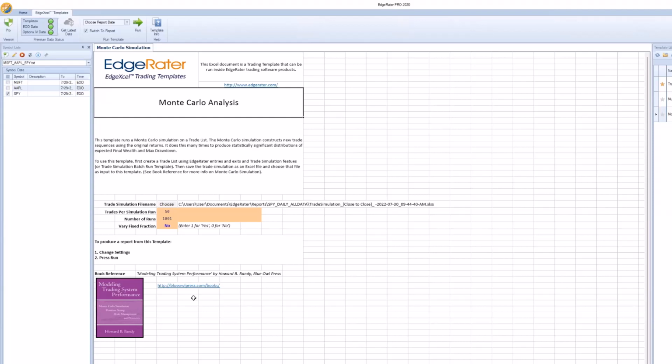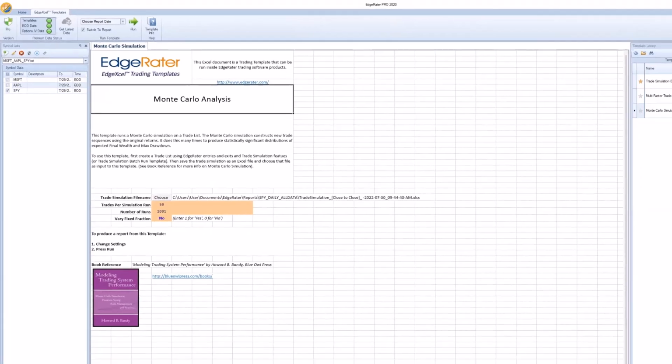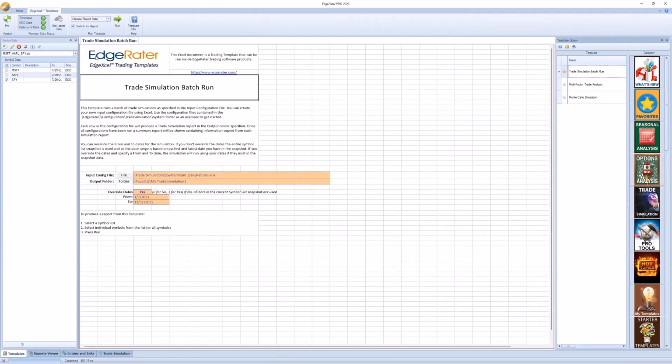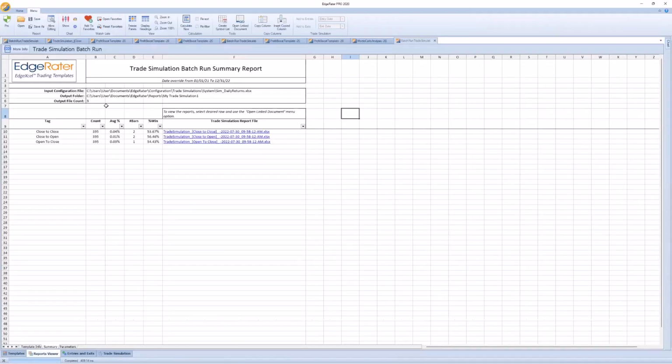But I think if you run this, the simplest thing to do to get a feel for it is the simple process of just coming into your trade simulation, choosing your trade simulation batch run, create yourself a symbol list that contains just one stock or a very small number of stocks, say SPY. Use the default settings for this template. You don't even have to change the output folder. The output folder by default is my trade simulation 1. Don't change the override dates. Just leave everything as it is and just press run. It will produce a report for you.